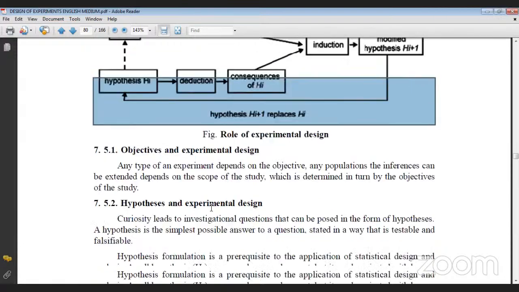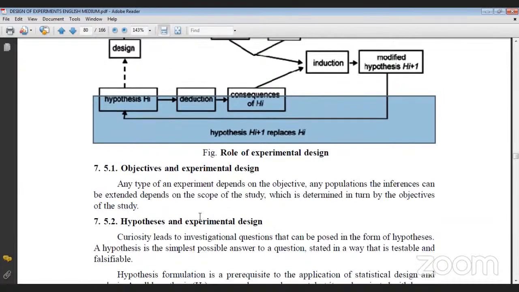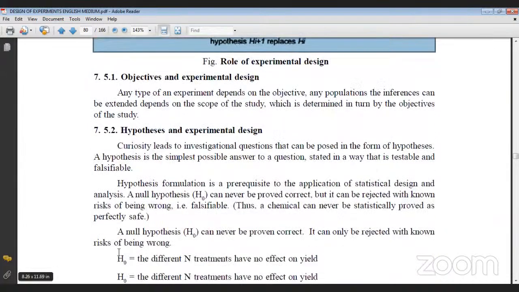Objectives of experimental design. Any type of experiment depends on the objective. This is a theoretical part. Any population can be extended depending on the scope of the study. It is determined by the objective of the study. Here, hypothesis and experimental design are the main important parts of it.